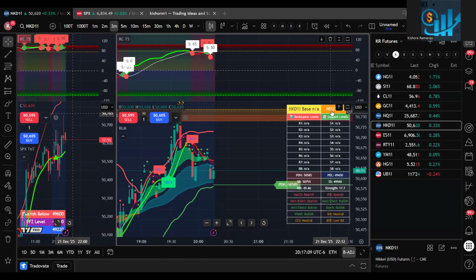NKD is neutral, right? It is telling us to wait, don't take a buy or a sell. As of now, the trend is mixed. It is choppy. It is coming below the clouds, but it is not totally below the clouds yet. There are some which are bullish, some which are bearish. So don't take either buy or sell for some time.